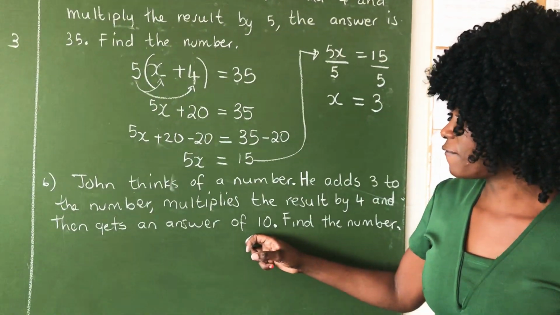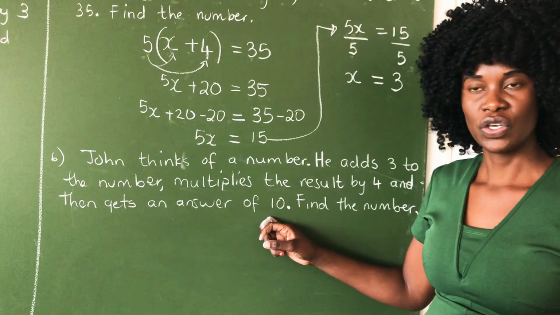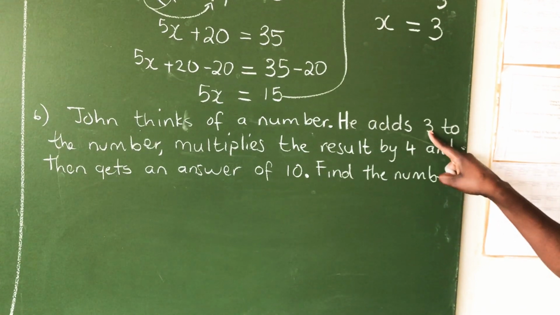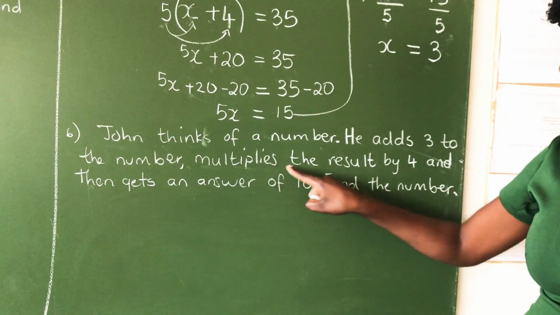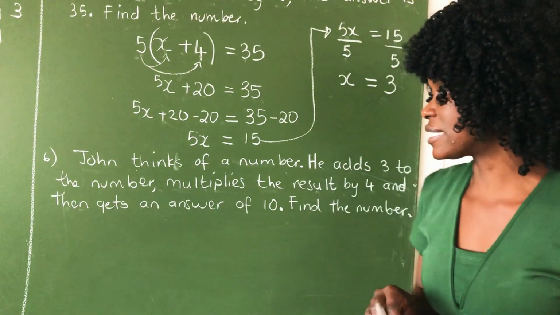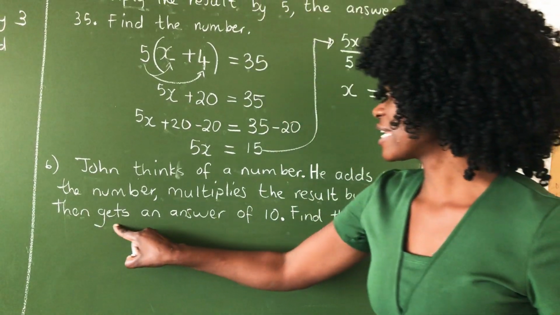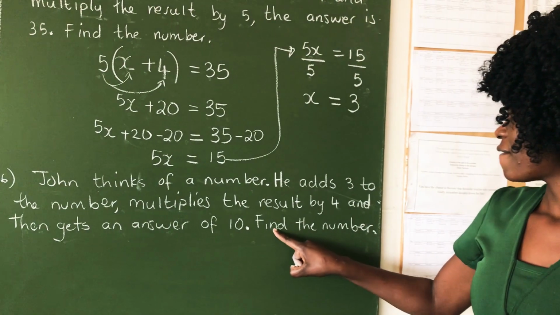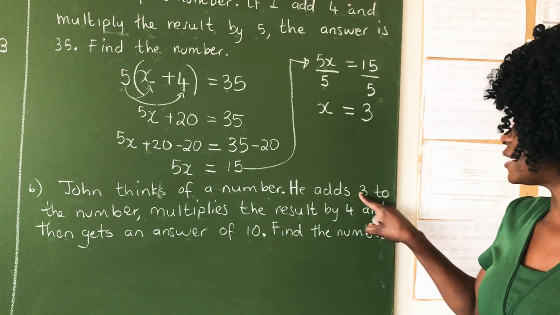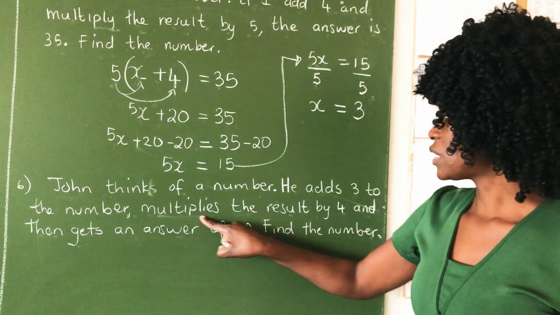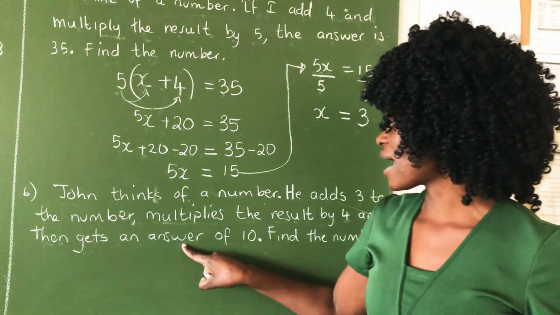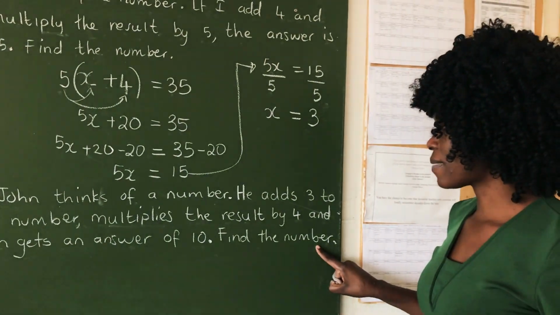All right, so I'll leave you with question 6 to answer. John thinks of a number. He adds 3 to the number, multiplies the result by 4, and then gets an answer of 10. Find the number.